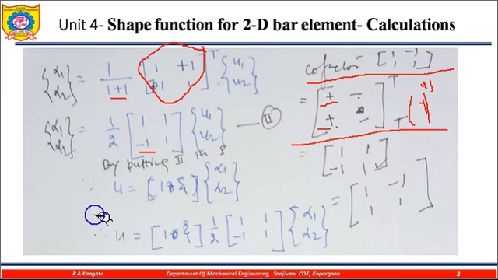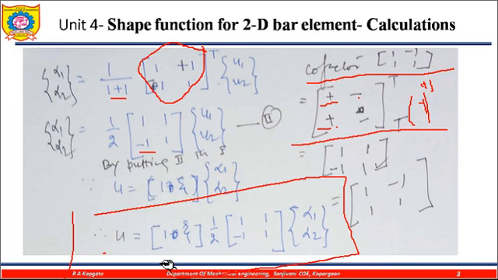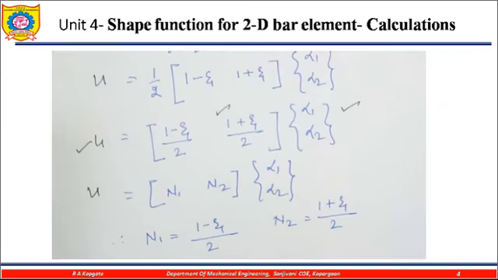We get u is equal to the matrix 1 xi into 1 half into the matrix [1 1; -1 1] into alpha 1 alpha 2. So this is the method to find the shape function.